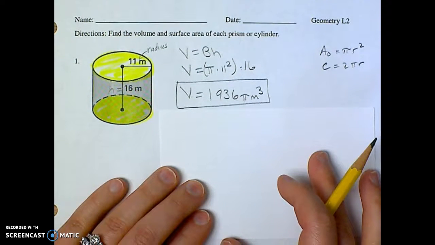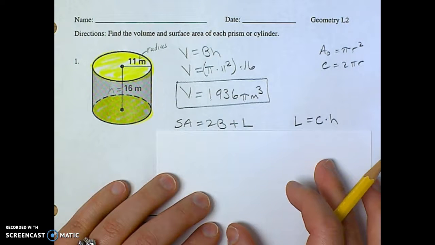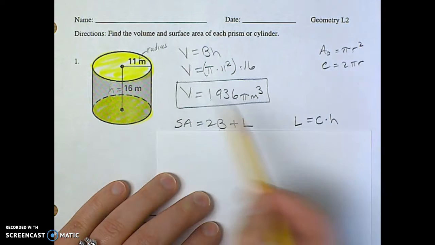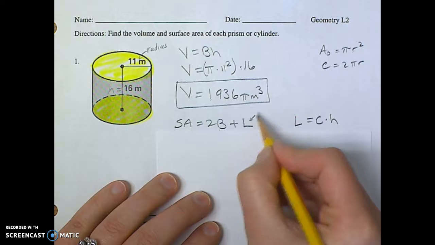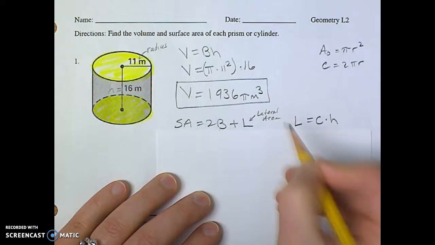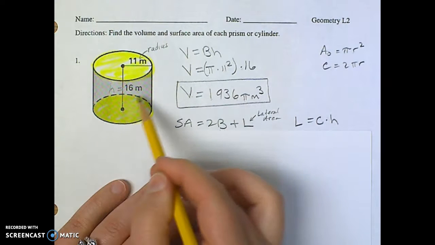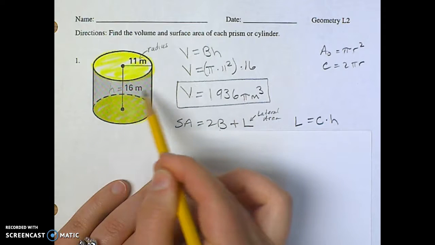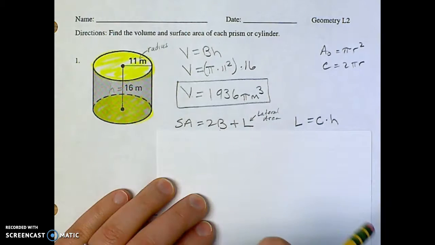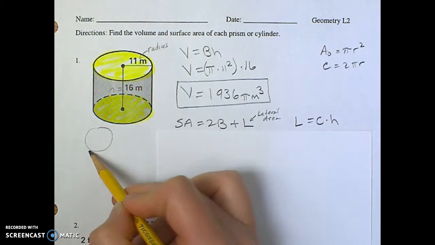Okay, so now we're going to go ahead and find the surface area. The surface area formula for a prism or a cylinder is two bases, the two highlighted circles, plus L, and L stands for lateral area. The lateral area is all of the area except for the bases. So it's this circular, curvy part around the edge of the cylinder, which, if you remember, we talked about in class.